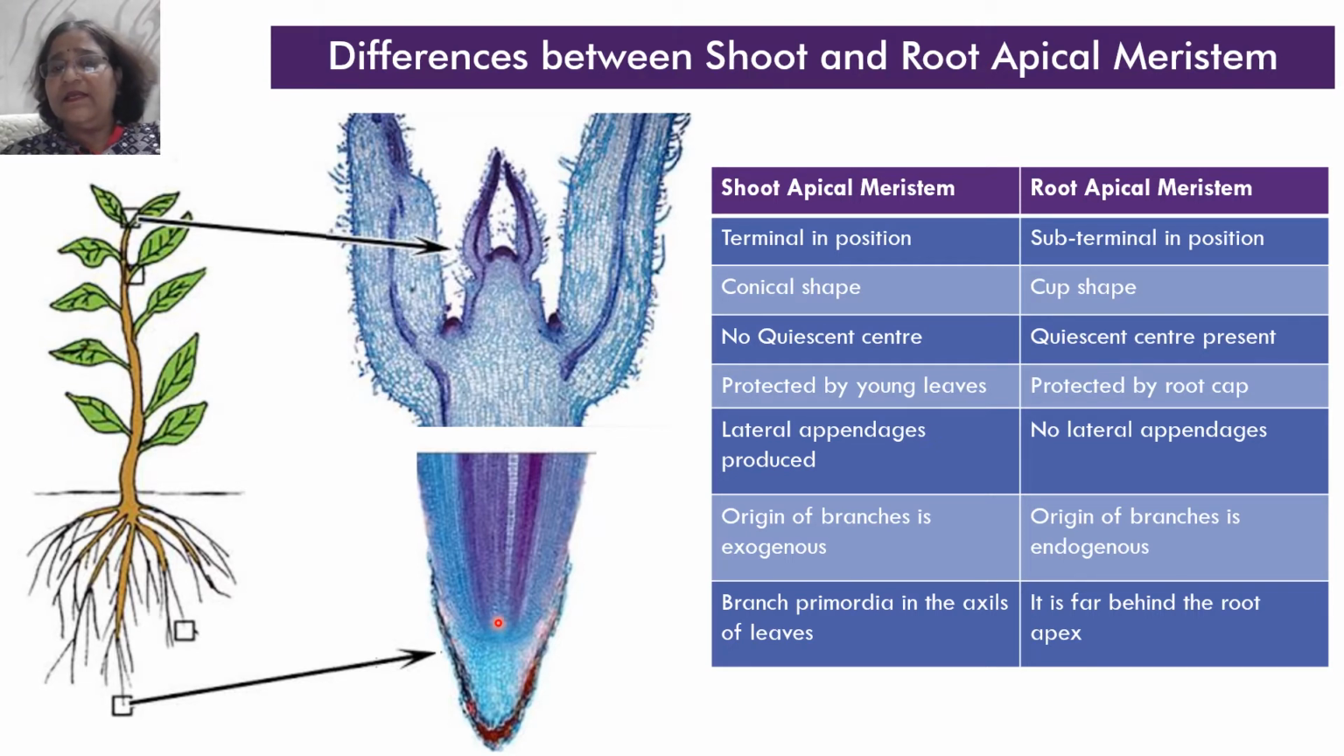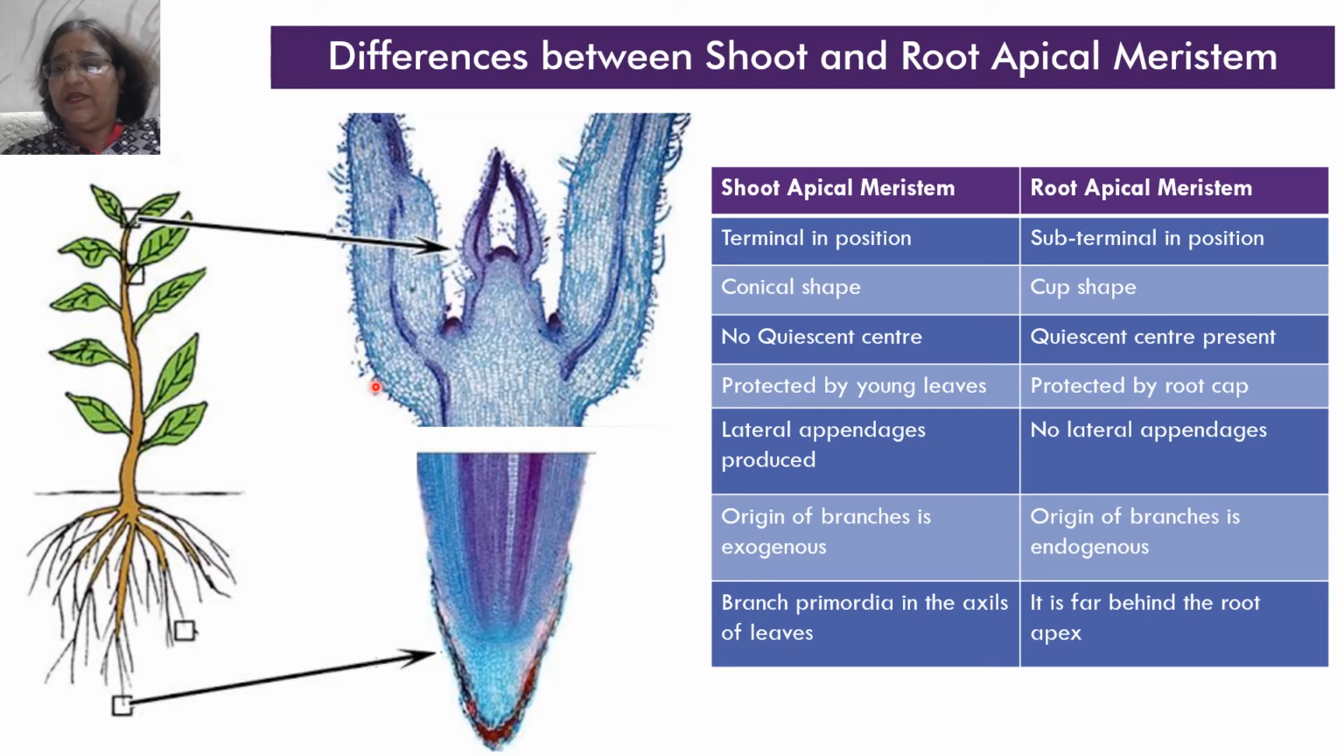Quiescent center is the zone where inactive cells are present. These cells have less DNA, mRNA, etc. So less synthesis takes place, but when required, when meristematic cells are required, these cells may become active. And also the lateral appendages like these leaf primordia and leaves are produced from the shoot apex, while appendages like leaves, flowers, fruits are not present in the roots.